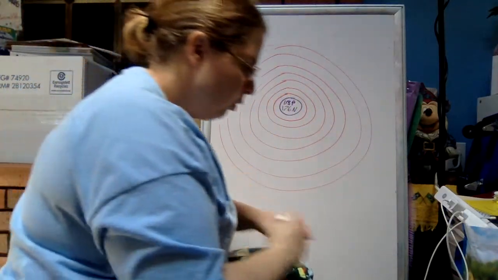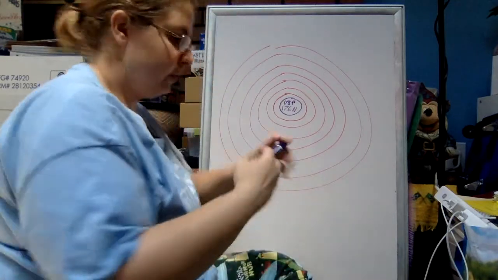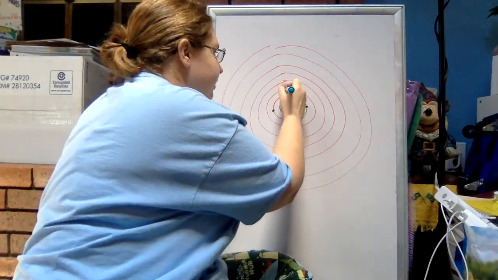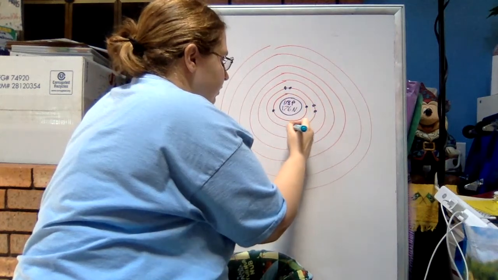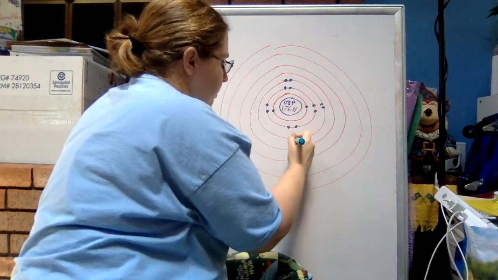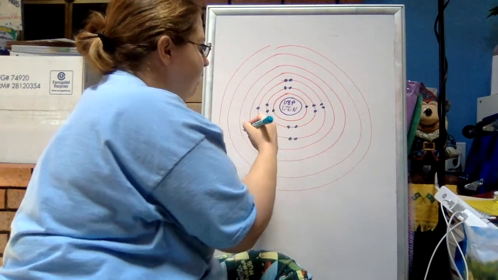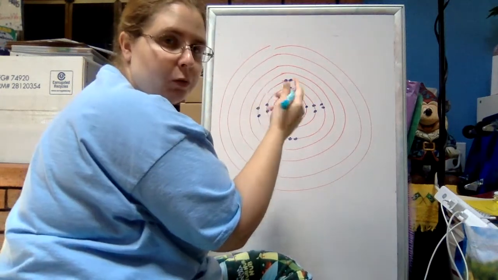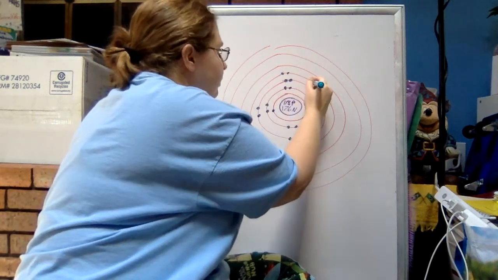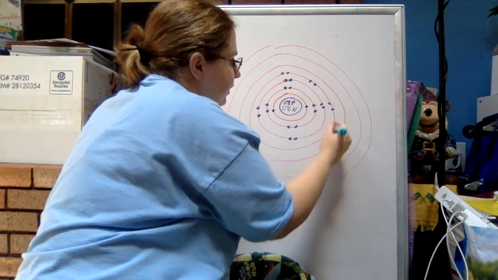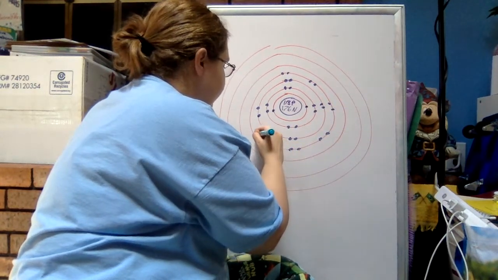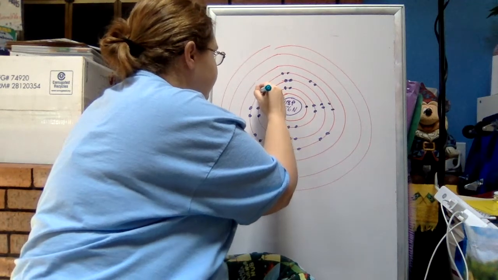All right. Well, we already did some of these together. So the first one can only hold 2. 1, 2, then 8. Then 8 again. And then 18, because that's the one that had the row with iron and krypton. 1, 2, 3, 4, 5, 6, 7, 8, 9, 10, 11, 12, 13, 14, 15, 16, 17, 18.